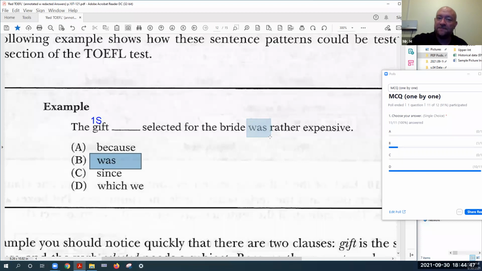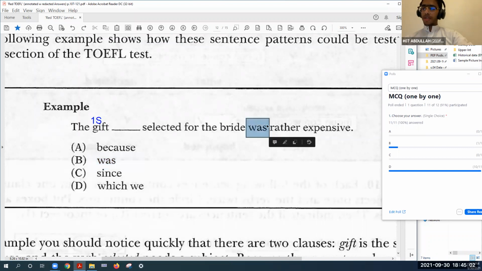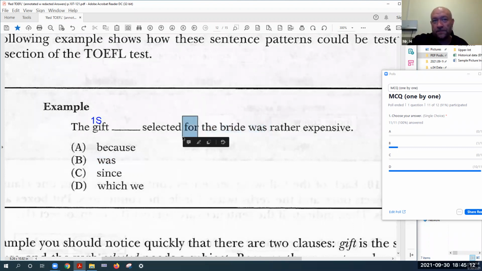What is this? This is the second verb. It is a verb, all right? So is this the second verb or is this the first verb? It's the second verb. Because selected is the first one. All right. If it's the second verb, where is the subject then? The bride. Okay. What is this word here? This is the preposition.